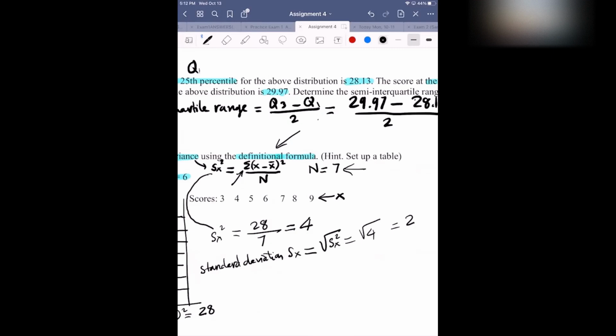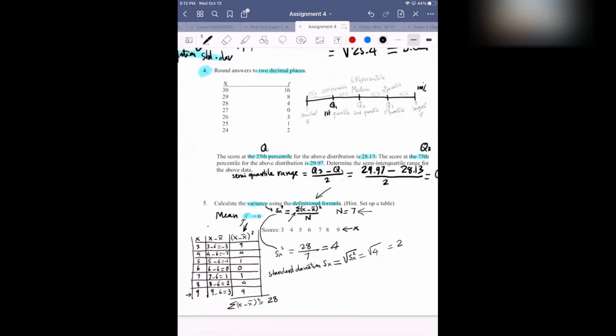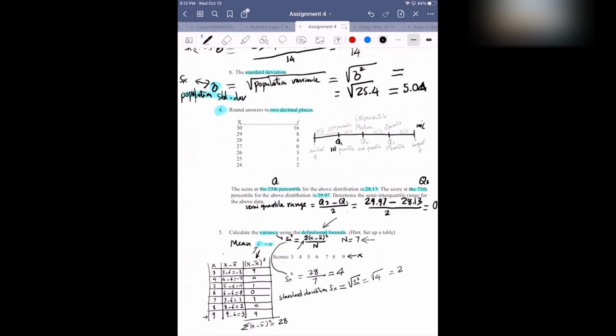All right, so that is the last problem of assignment number 4, okay? And later, when I check your answers, if you finish all of them, make sure that you were here today and last time, okay?